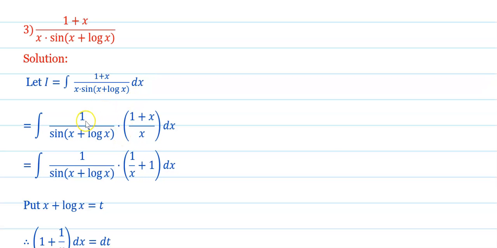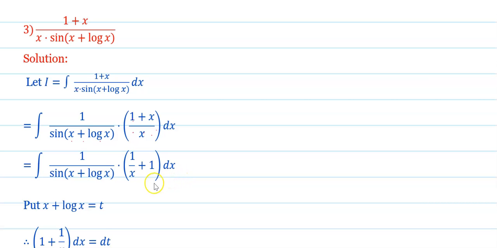Now again, this can be written as 1 upon sin of (x plus log of x) bracket complete. This 1 upon x, it has in this bracket. आपण या ब्रॅकेट मध्ये ते लिहिलेलं आहे (1 plus x) upon x into dx. And again the simplification: 1 upon x plus x upon x, split it up. Then x upon x gets cancelled, you will get 1, and hence in the bracket you will get (1 upon x plus 1) bracket complete into dx.